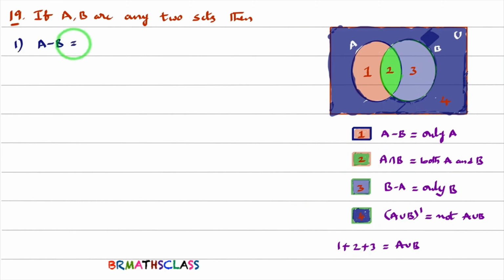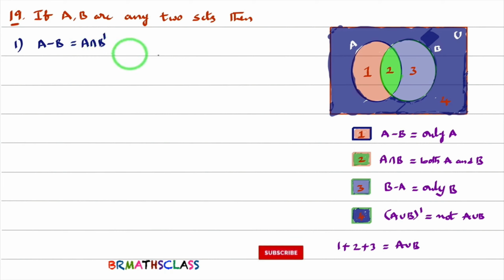First property, you see this A minus B. A minus B means only A. A minus B can be written as A intersection B dash. A intersection B dash means what? A but not B. B dash means not B. A dash means not A. Try to understand. A and not B.